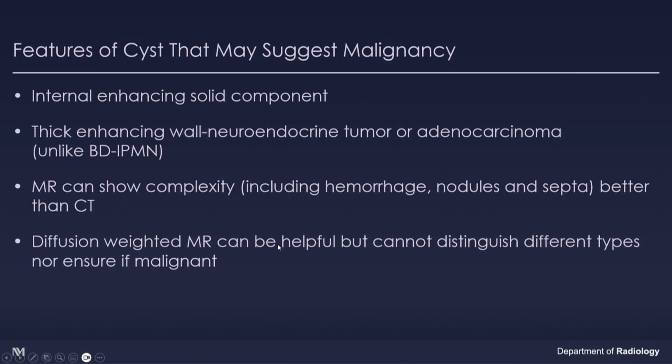Features that certainly suggest malignancy in the setting of a pancreatic cystic lesion: if you have an internal enhancing solid component, if you have a thick enhancing wall, as we talked about, that could be a neuroendocrine tumor, but I've also seen it in adenocarcinoma, but that differs from branch duct IPMNs generally. And sometimes MR can be helpful. A lot of times it doesn't change your differential, but sometimes it can show the complexity. Certainly if there's hemorrhage, nodules, and septa, it's better than CT. Diffusion-weighted imaging we thought was going to be helpful, and it can be helpful, but unfortunately it doesn't differentiate the different types of cystic lesions, nor ensure if they're malignant.